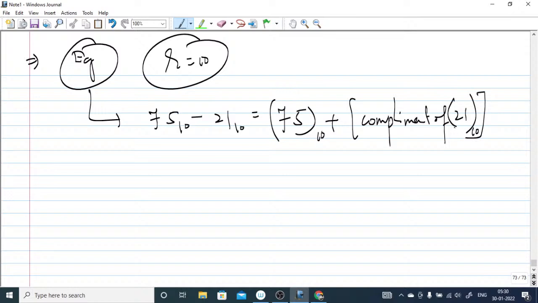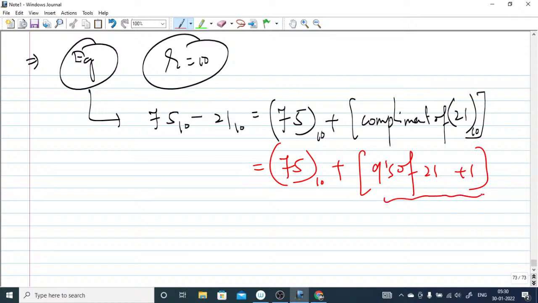So how can you find the complement of anything? You can perform subtraction using 9's complement, or using 10's complement. So this can be further written as 75 base 10 plus the 9's complement of 21, plus 1. This will give you the 10's complement. If you want to perform this subtraction using 10's complement, you have to add the 9's complement. So how can you find the 9's complement of 21?